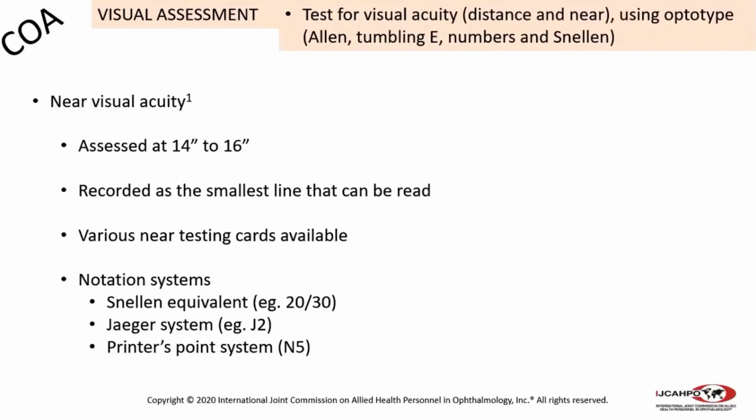Next, near visual acuity. Near visual acuity is assessed at 14 to 16 inches and is recorded as the smallest line that the patient can read. There are various near testing cards available. Notation systems for near visual acuity include a Snellen equivalent, Jaeger system, and the printer's point system.